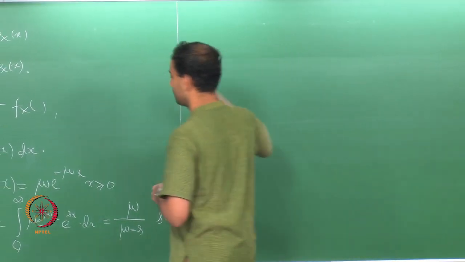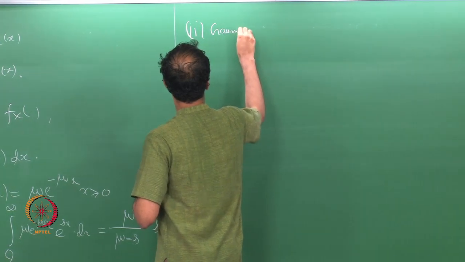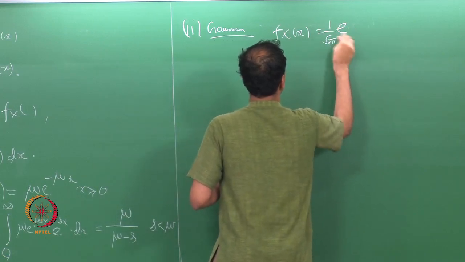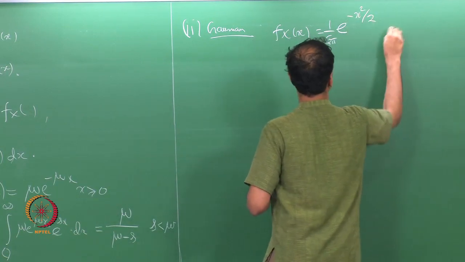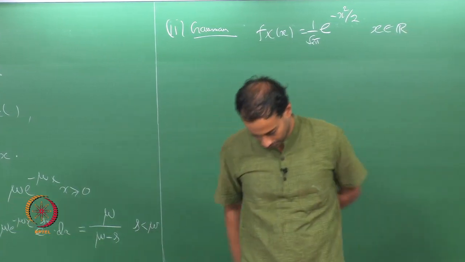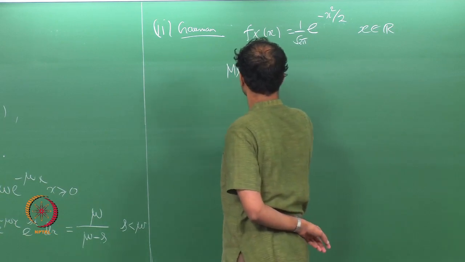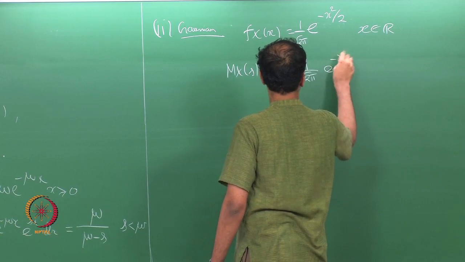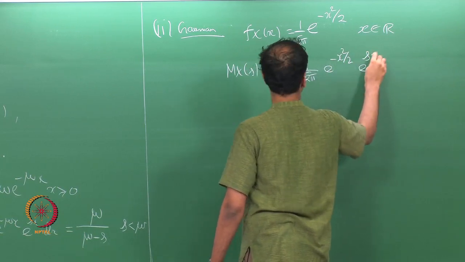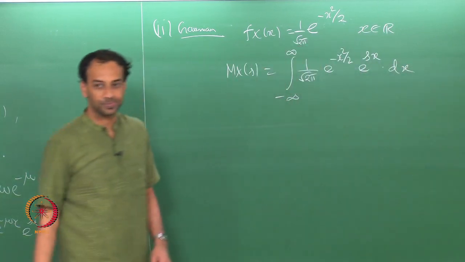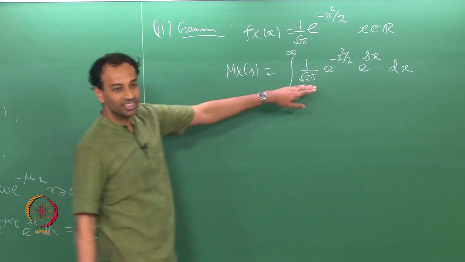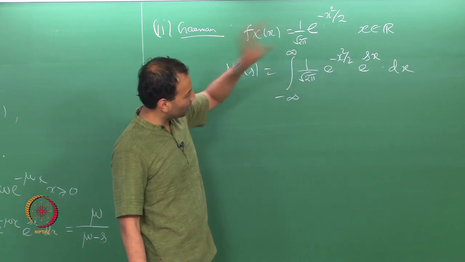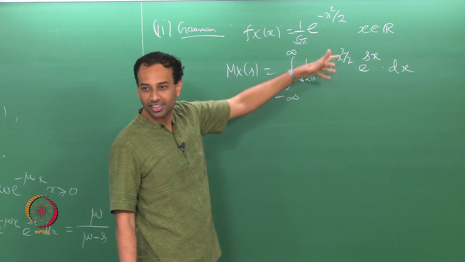Second example, let us do a Gaussian. A standard Gaussian: 1 by square root of 2 pi e^(-x^2/2) for x in R. I have to write out M_X(s) equal to the integral from minus infinity to infinity of 1 by square root of 2 pi e^(-x^2/2) e^(s x) dx. How do you do this integral? There is a very standard trick: you complete the square in the exponent. Do you remember that? It is an old trick.